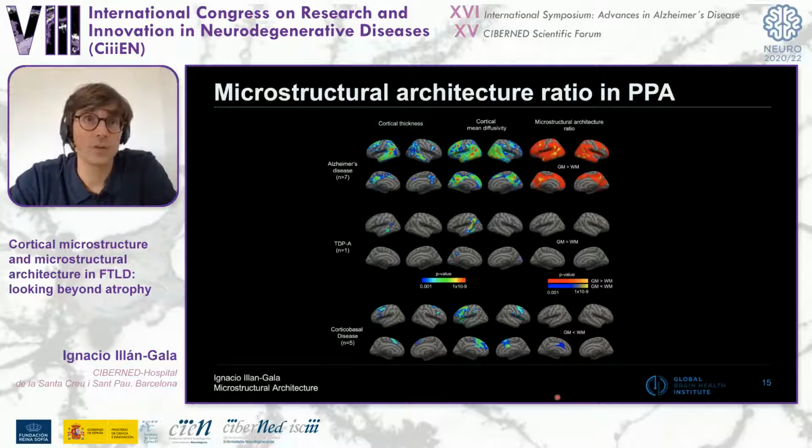And of course, these kinds of studies have a much lower cost than positron emission tomography studies, where each study can cost almost $2,000.